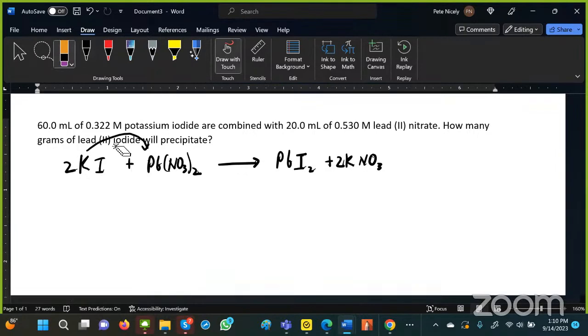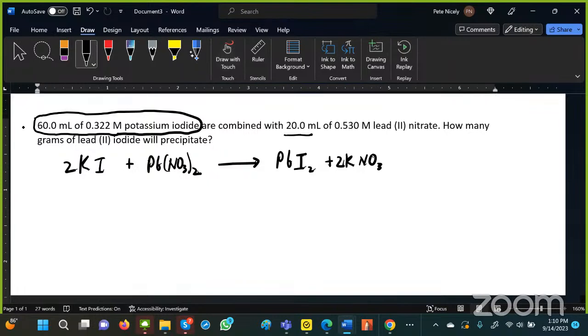All right, so let me erase this here, this here, this here. Okay, so the next step would be looking at the numbers, right? The question says that we have 60.0 mL of a 0.322 M solution of potassium iodide, combined with 20.0 mL of a 0.530 M solution of lead nitrate. This is what I would do. I would start off by finding the moles of each of them. Let me start with the moles of potassium iodide.